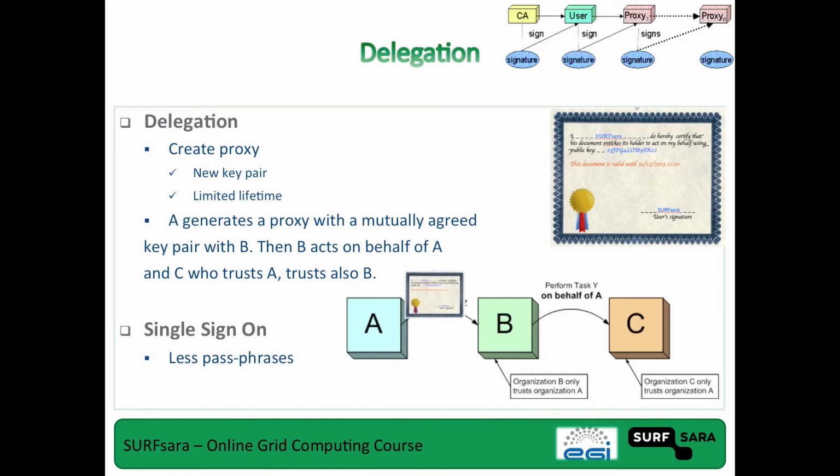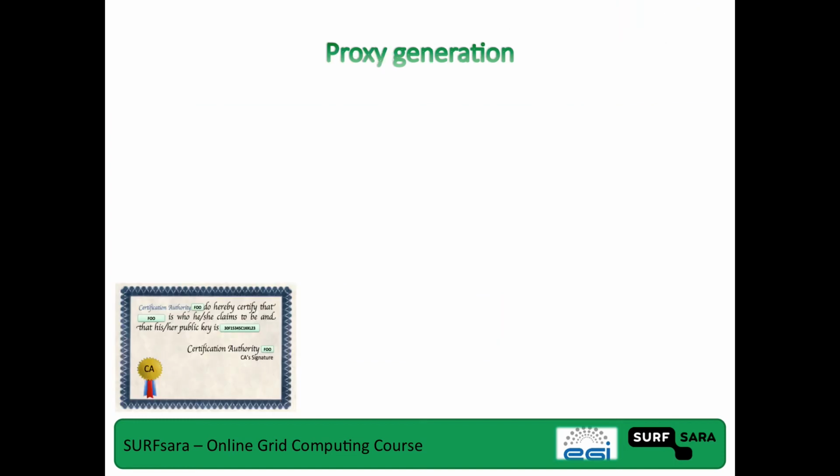As we see in this picture, a proxy certificate has a private public key pair generated specifically for the proxy certificate. This private public key pair is mutually agreed upon by both parties, in this case A and B, and organization A will only allow the holder of that private public key pair to act on its behalf, in this case B. This process reduces the number of times the user must enter his passphrase, enabling single sign-on.